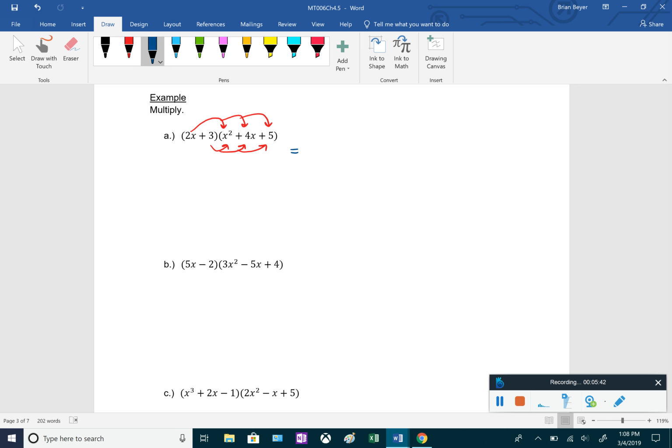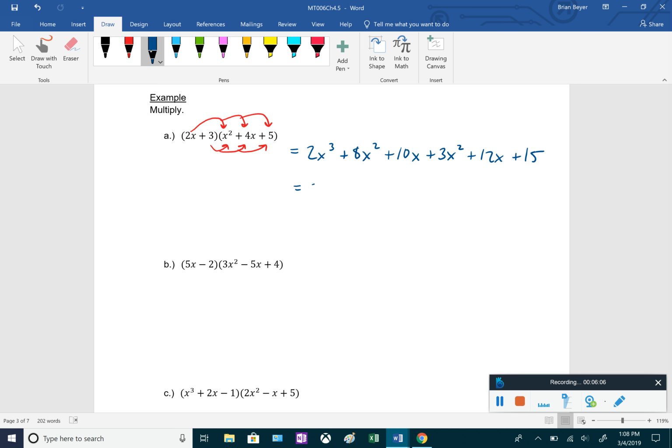So multiplying the 2x through, 2x times x squared is going to give us 2x cubed. 2x times 4x is plus 8x squared. 2x times 5 is plus 10x. And now multiplying the 3 through, we get 3 times x squared, so plus 3x squared. 3 times 4x, we get plus 12x. And then 3 times 5, we get plus 15.